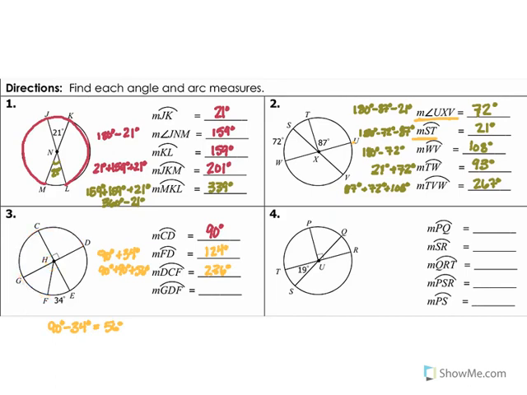Now we need the measure of arc GDF. So GDF. So we're going to have 90 plus 90 plus 90 plus 34. And that should give us 304 degrees.